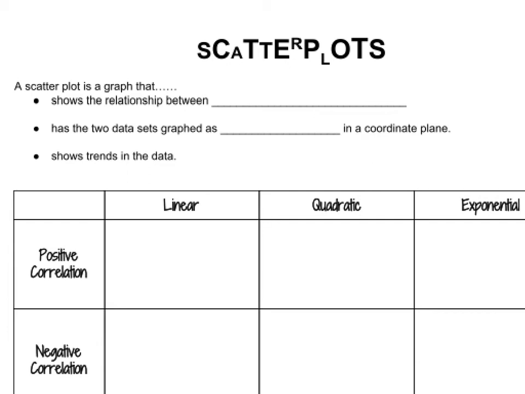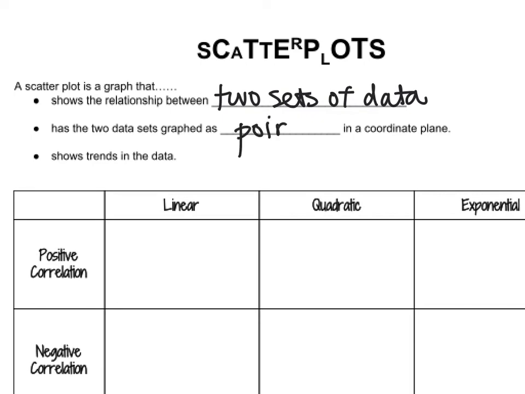So we're going to spend today and tomorrow talking about scatter plots. Just to give you a little bit of information, and some of this you already have. A scatter plot is a graph that shows the relationship between two sets of data. And when it has those two sets of data graphed, it has them graphed as points on the plane.